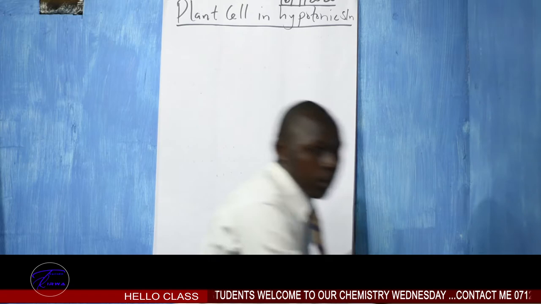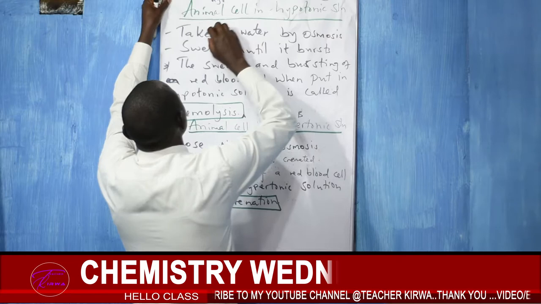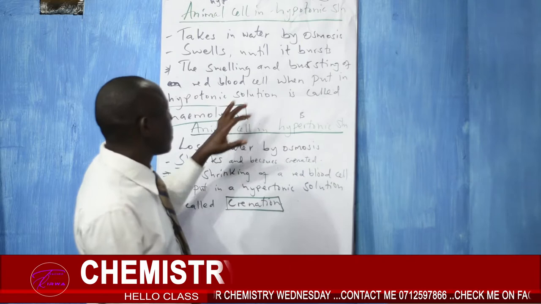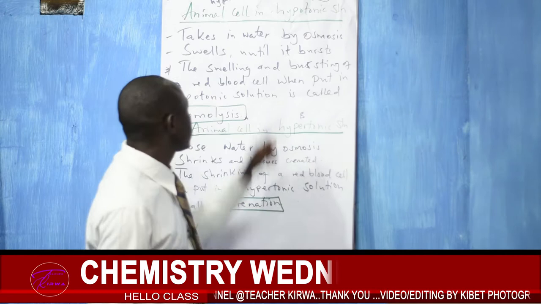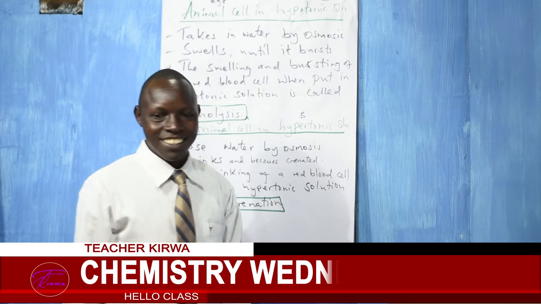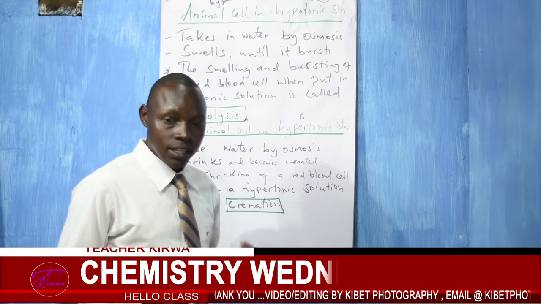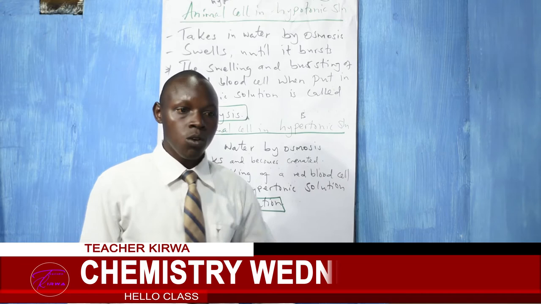We looked at animal cell. This is what we did. We looked at an animal cell in hypotonic solution. We said when it is placed in hypotonic solution, it will take in water by osmosis. It takes water by osmosis, swells, and bursts. That's an animal cell. The process by which an animal cell takes in water, swells, and bursts when put in hypotonic solution is referred to as hemolysis.